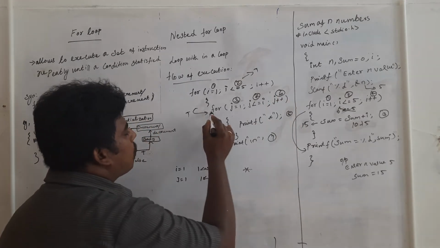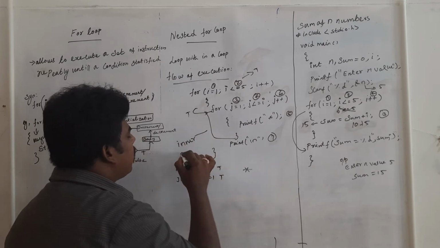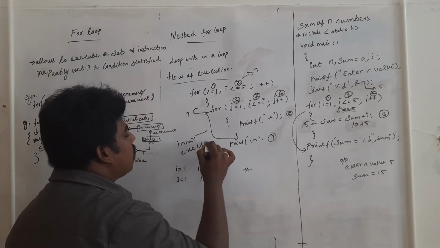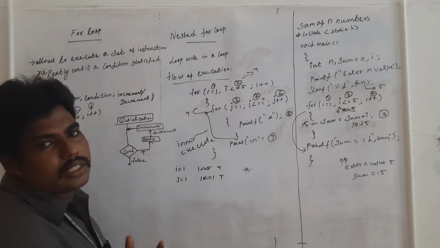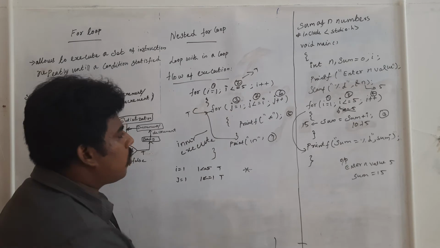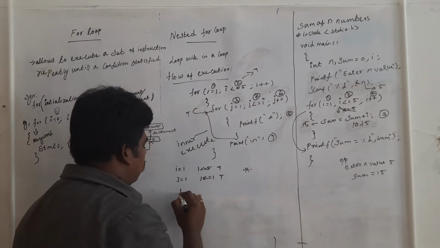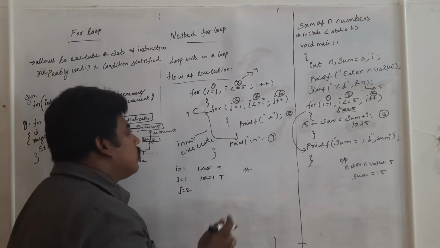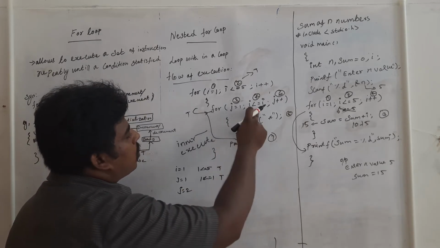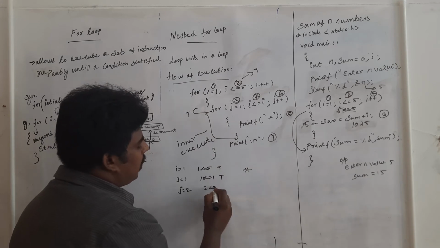Always the inner loop has the highest priority. The inner loop executes first. Only the inner loop executes first. Once the inner loop is completed, it will go to the outer loop. So after this step, j plus plus. Now what's the j value? j equal to 2. So now the j value equals 2. j less than or equal to i. 2 less than or equal to i.